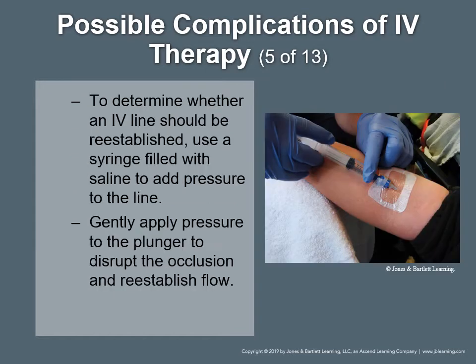To determine whether an IV line should be reestablished, use a syringe filled with saline to add pressure to the line. Gently apply pressure to the plunger to disrupt the occlusion and reestablish flow. If flow is reestablished, ensure that the line is free and the rate is sufficient. If the occlusion does not dislodge, discontinue administration and reestablish an IV line in the opposite extremity or at a proximal location on the same extremity.